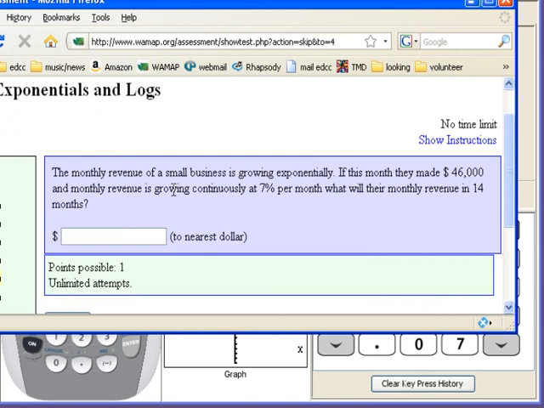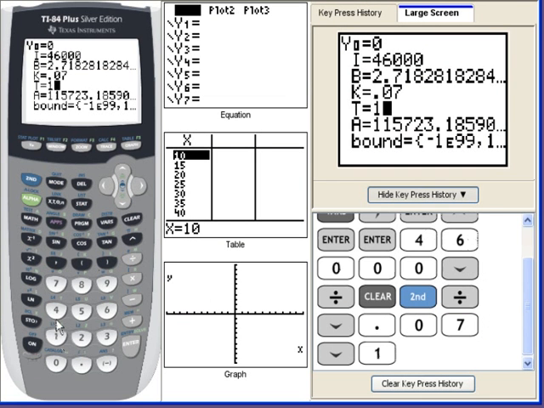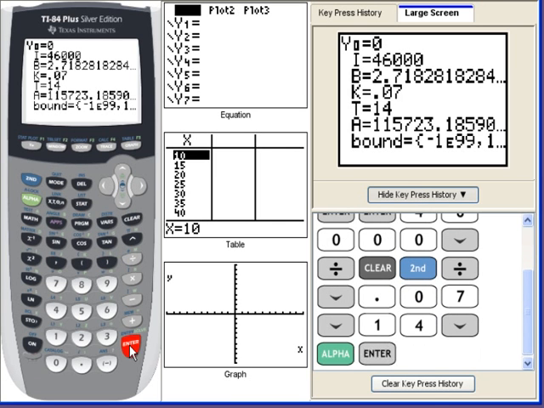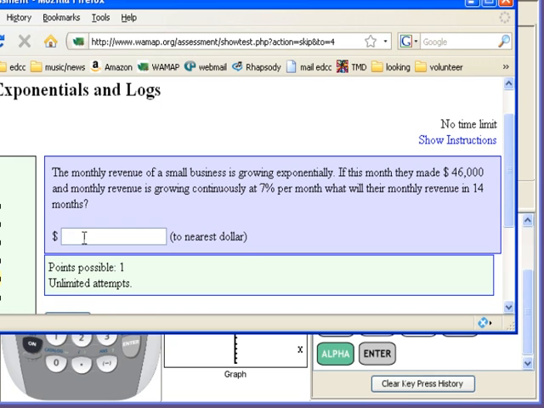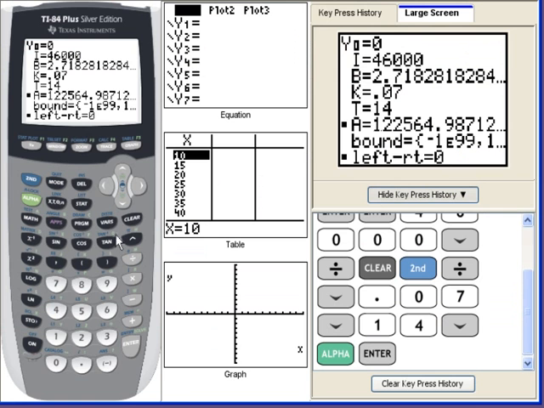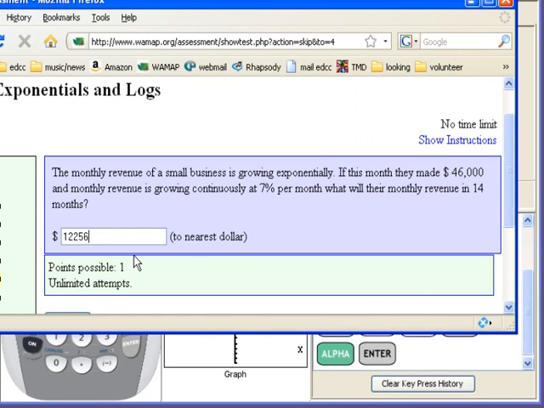And I'm going to do it for how long? 14 months. And I'm going to solve for A, which happens to be the output in my equation. Alpha, solve, and there you go. 122,564. And I'm supposed to round to the nearest dollar, so actually I've got to go 5 here.